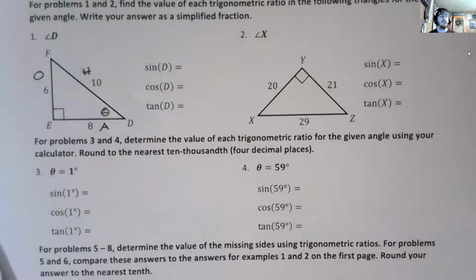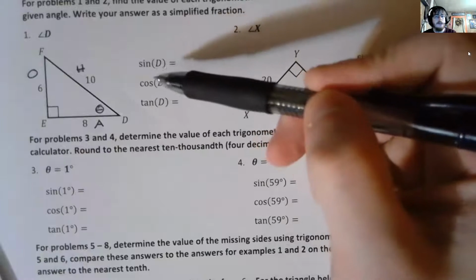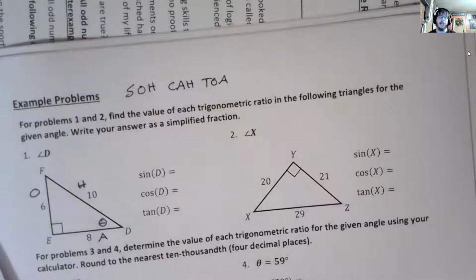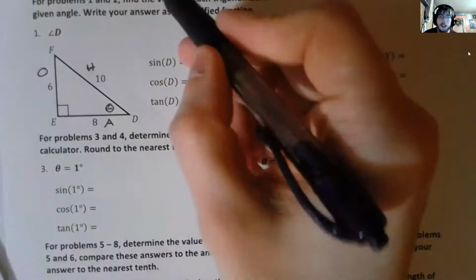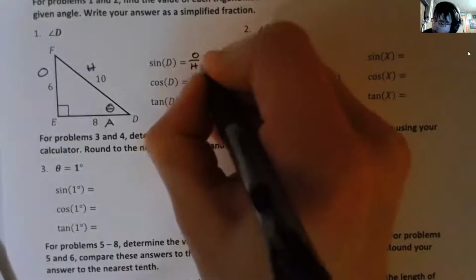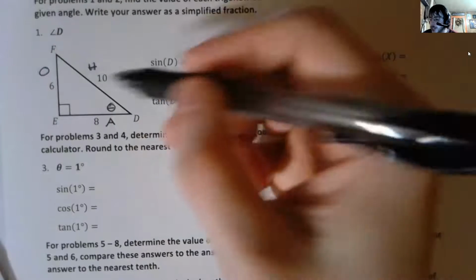So now that we have O, H, and A labels here, now we can find what our sine, cosine, and tangent are. So remember SOHCAHTOA. Your sine is associated with your opposite over your hypotenuse. So O over H. And we said that O is 6 and H is 10.